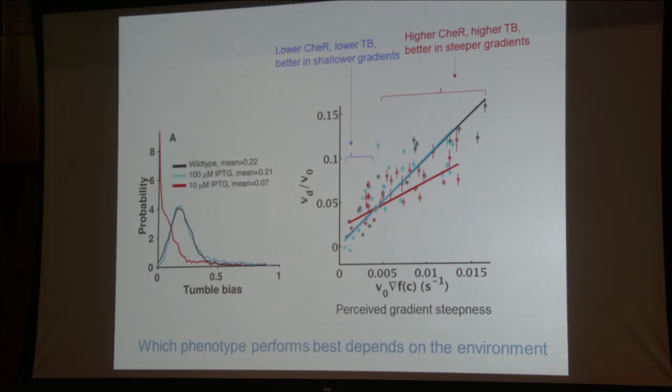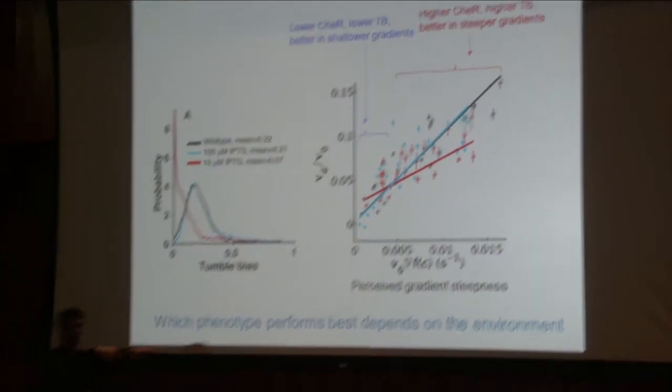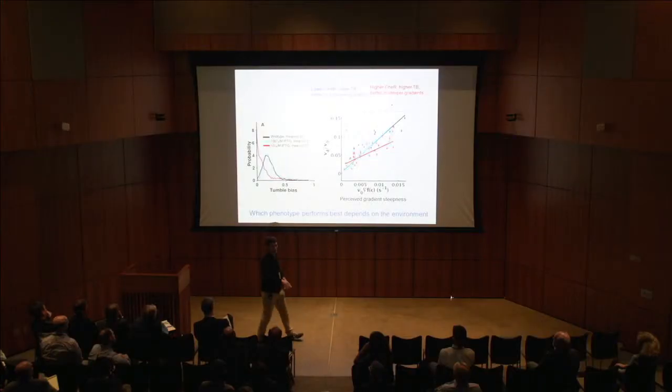And that makes sense because if the signal is shallow, you have to move and integrate over a longer time to detect something. If the signal is like this, as soon as you move, you almost saturate. So you want to have a shorter memory if you're climbing a very steep gradient.